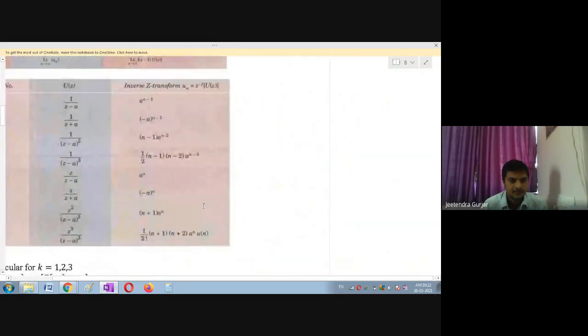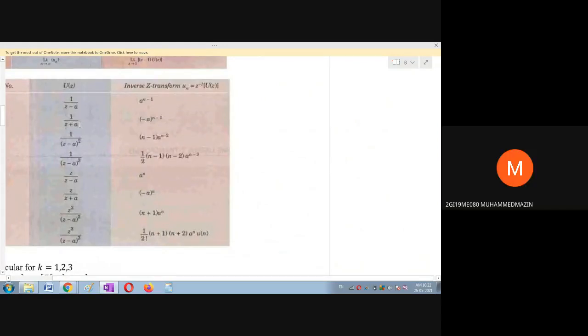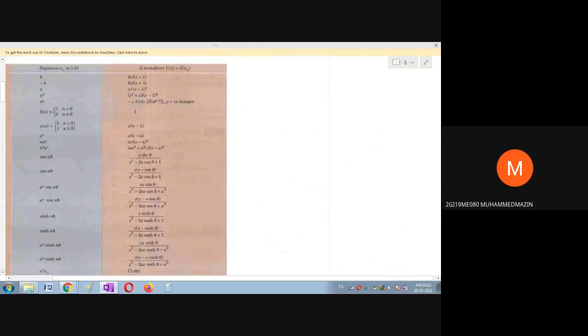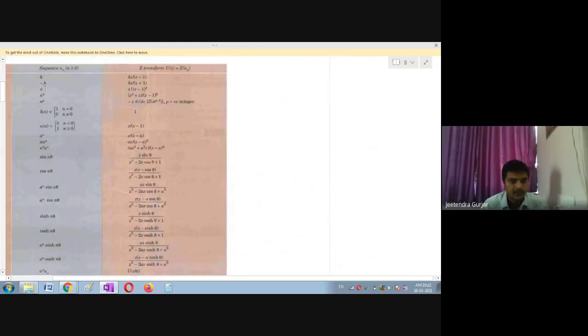Yes. 1 divided by Z plus A. No, sir, above chart. Above, okay, okay. Third one. Third one, n z divided by z minus 1 square. But here minus is there. I want plus. So therefore this is easier. Where it is?